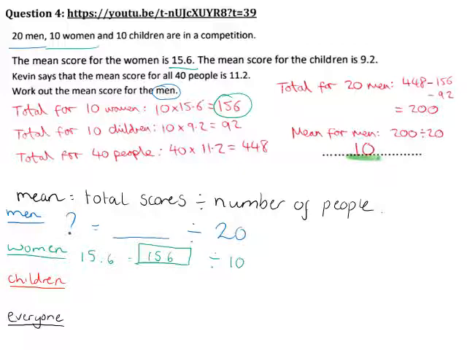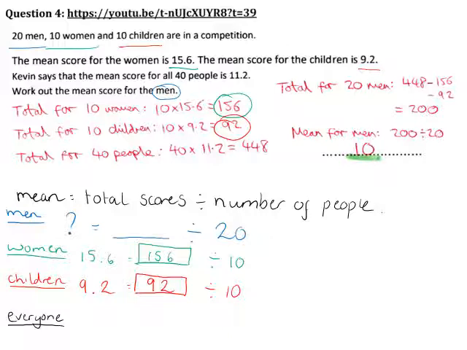So let's now have a look at the children. For the children, I know there's 10 children, and the mean for the children is 9.2. So 9.2 is the children's scores added together divided by how many children there are, so divided by 10. So again, to work out what's in this blank box here, to get rid of this divide by 10, I need to times by 10, so that's going to be 92, which is where this 92 here has come from.